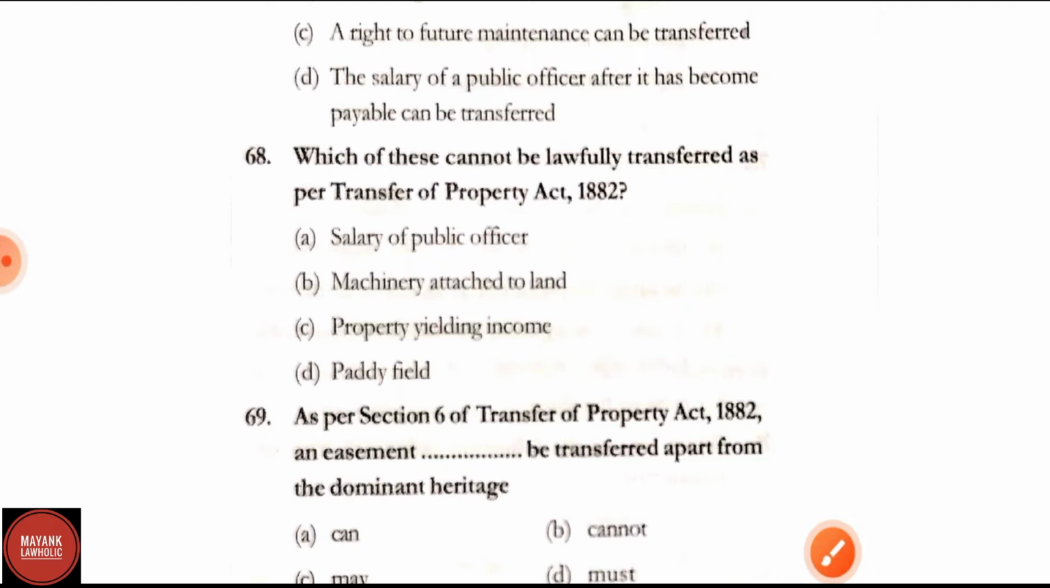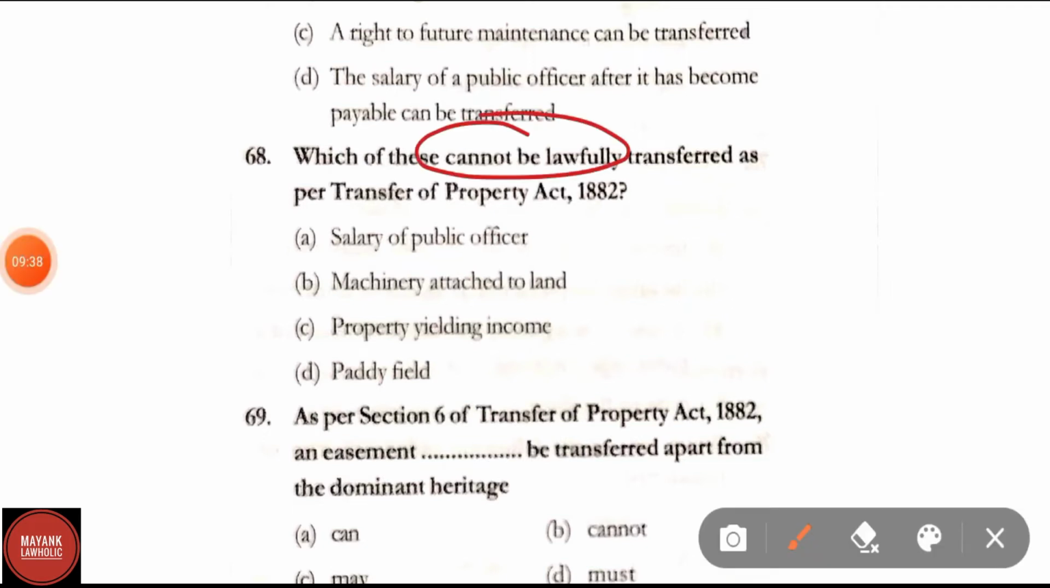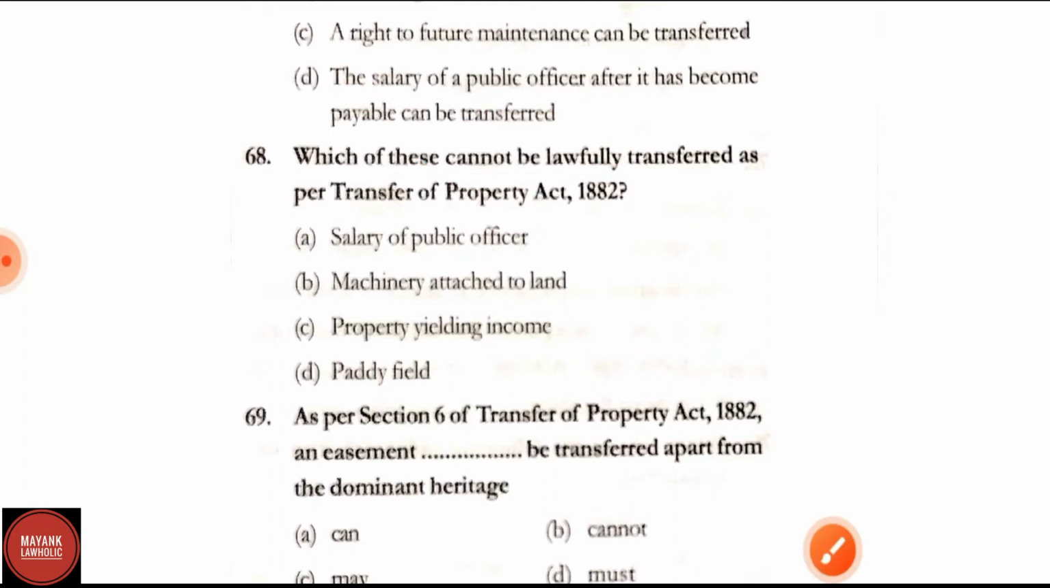Question number 68. Which of these cannot be lawfully transferred as per the TPA? Salary of public officer, machinery attached to land, property yielding income, paddy field. Here correct answer is option A, that is salary of public officer.